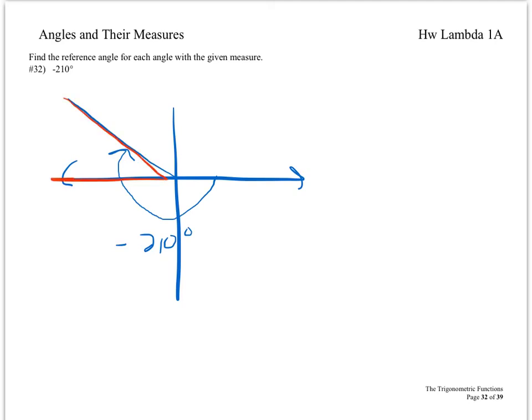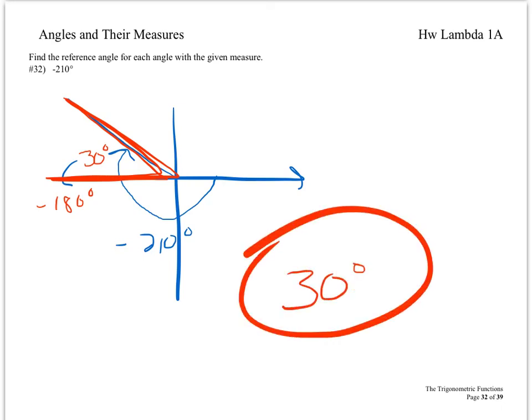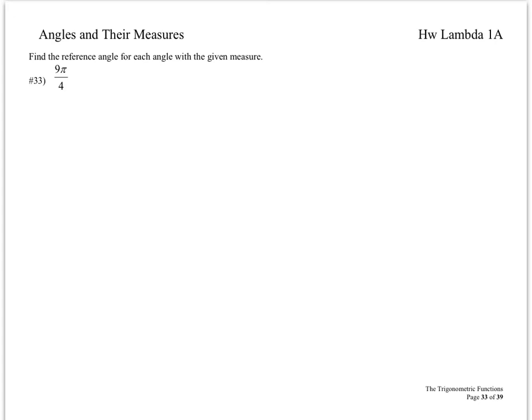We want to know what this reference angle is, which is this red angle here. It's negative 210 to that terminal side, and it's negative 180 to the negative x-axis. The difference between those is 30. It's actually negative 30. But a reference angle is always acute, and acute is always positive, so it's 30 degrees.